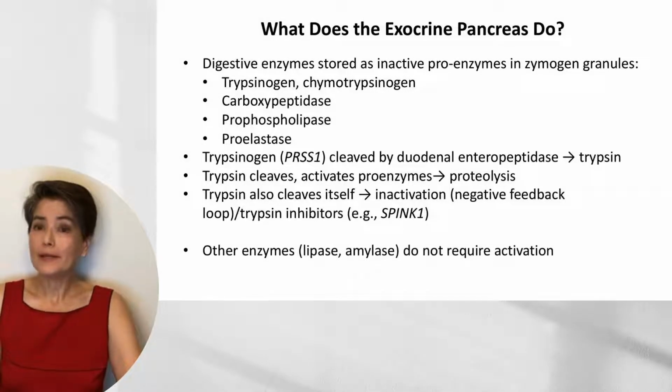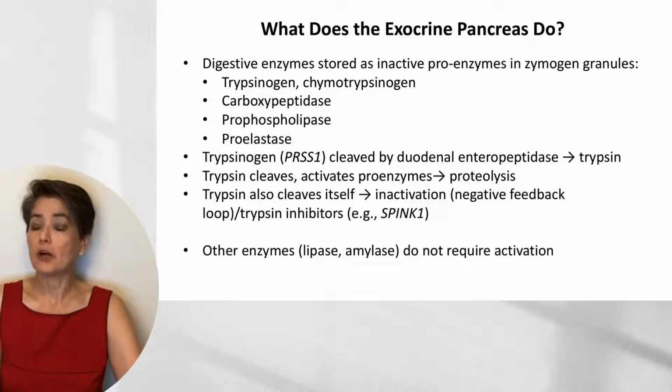So remember, what does the exocrine pancreas do? It's very critical for digestion, and in fact it produces digestive enzymes that are stored as inactive proenzymes in zymogen granules. These include enzymes like trypsinogen and chymotrypsinogen and carboxypeptidase, etc. And when we get the appropriate stimulus, trypsinogen will be released into the duodenum, where it will be cleaved by enteropeptidase to yield the active protease trypsin. Trypsin will then cleave and activate the other proenzymes, leading to proteolysis.